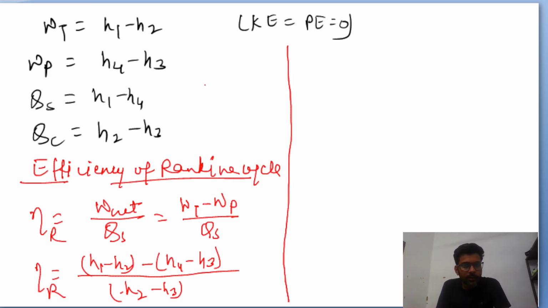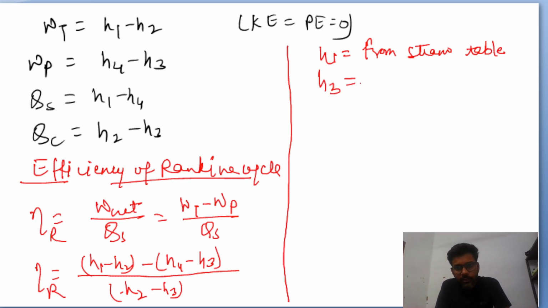So H1 we can see from the steam table, at given temperature and pressure. At that temperature and pressure, H3, which is HF, can also be calculated from the steam table.